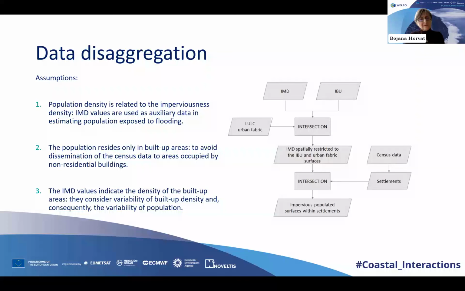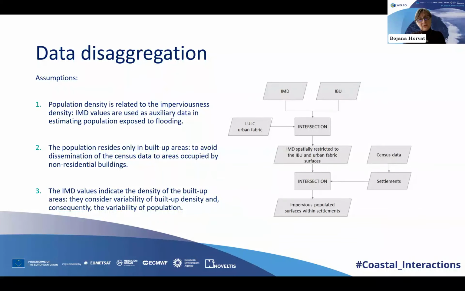To proceed with data disaggregation, we needed to make certain assumptions. Since we used IMD data and IBU data as auxiliary data, we assumed that population density is directly related to the impervious density, which means the higher the IMD values, the higher the population density will be, and more population will be exposed to flooding. Then we assumed that population resides only in the built-up areas that we got from this IBU layer, derived from the IMD layer. And we also assumed that IMD indicates the density of the built-up areas, not only the population density areas.